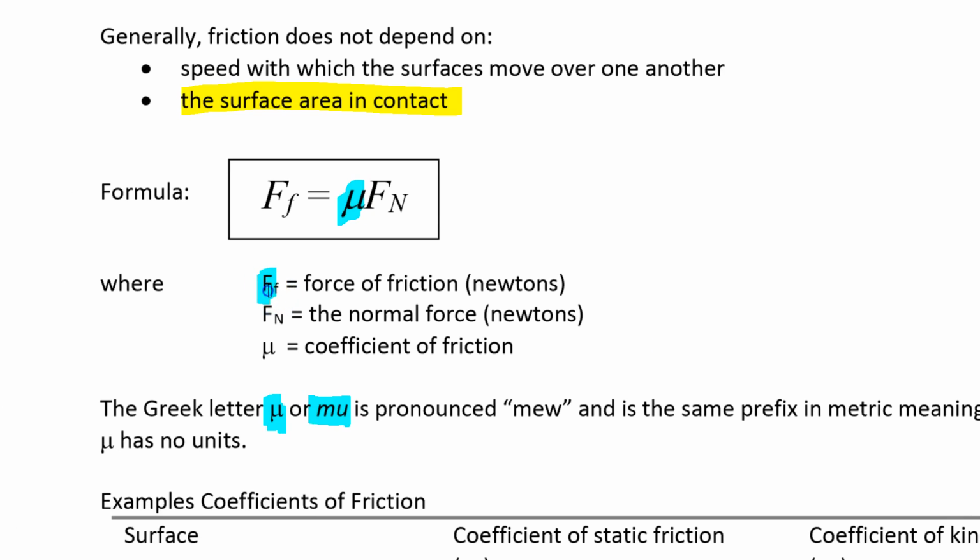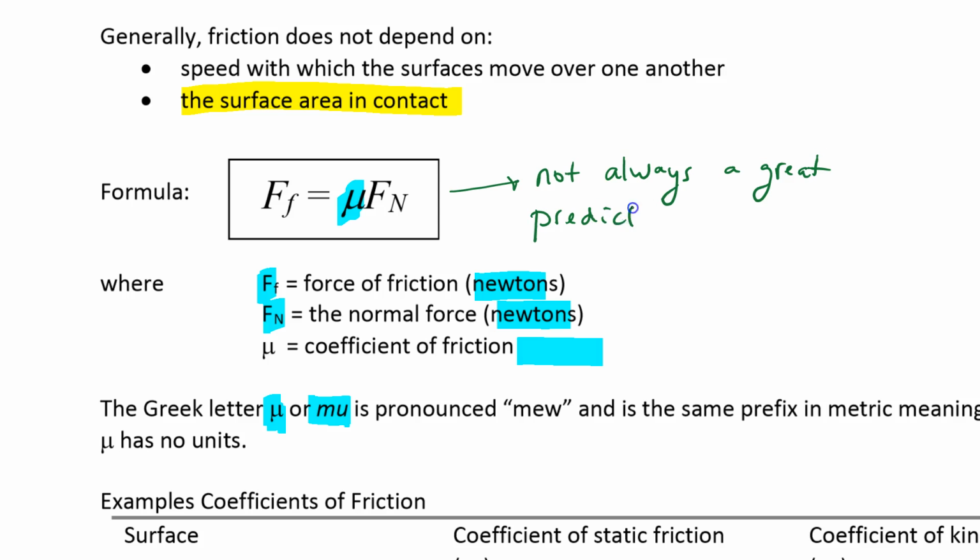So you'll notice that the force of friction is a force, so it's in newtons. The normal force is a force, so it's in newtons. But here, no newtons, or no units at all. And I'll just make one comment about this formula in general. It's not a great formula, in that sometimes in the real world it only loosely fits. Okay, so not always a great predictor, maybe I'll put it, of real world.